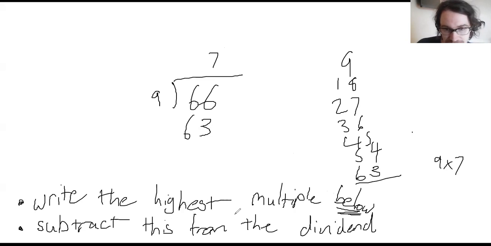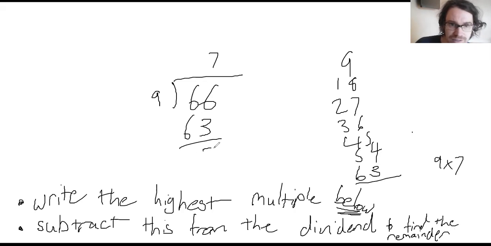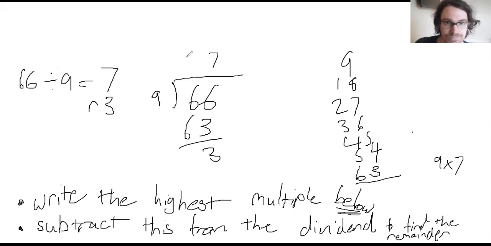Write the highest multiple below, which is 63. Now we're going to subtract this from the dividend to find the remainder. So 66 minus 63 is 3. So what does that mean? 66 divided by 9 equals 7, with a remainder of 3, which we found through subtraction. Let's do another problem.